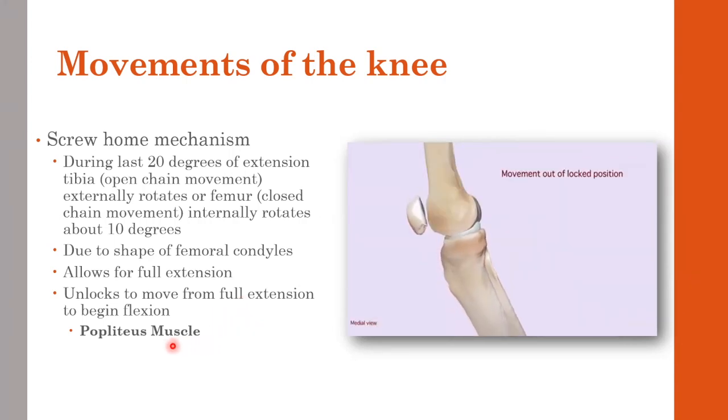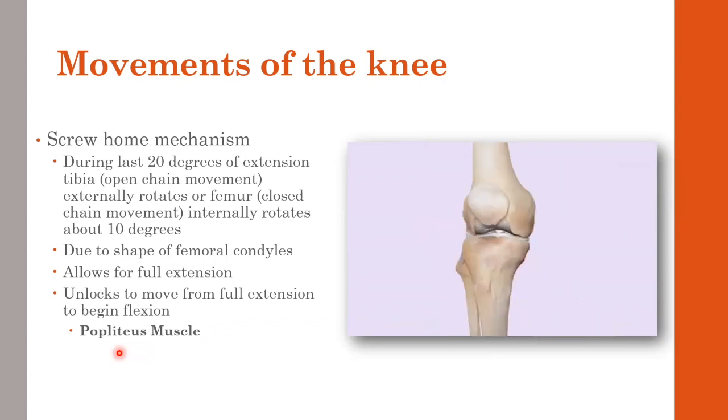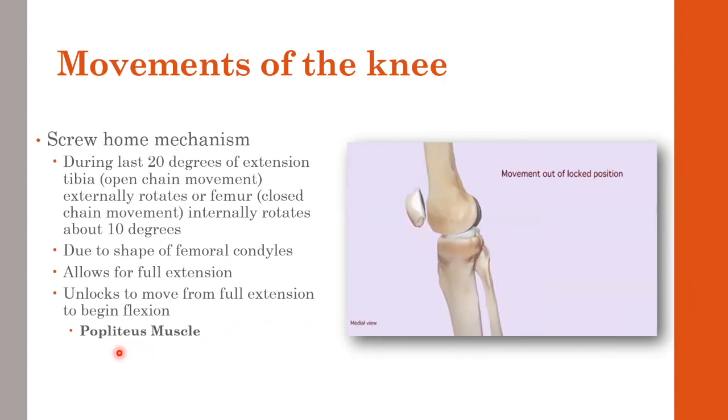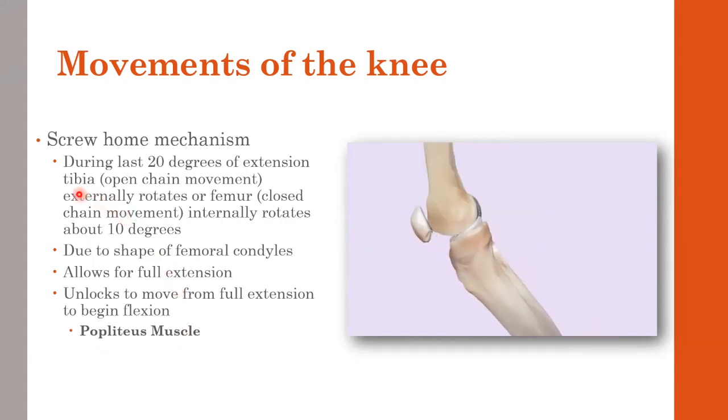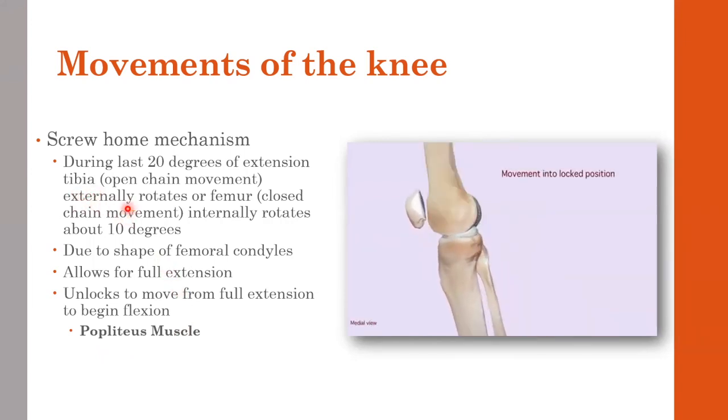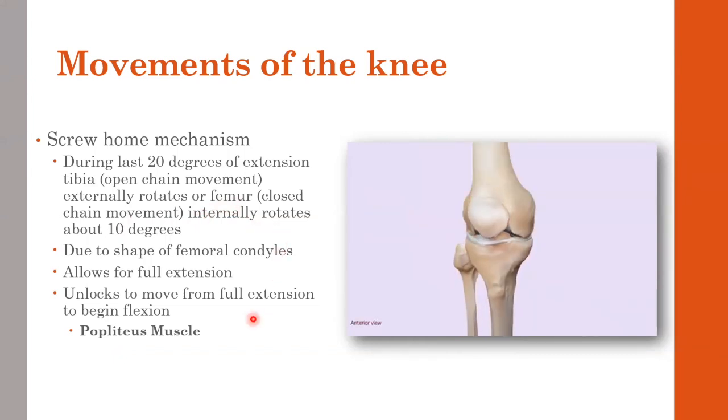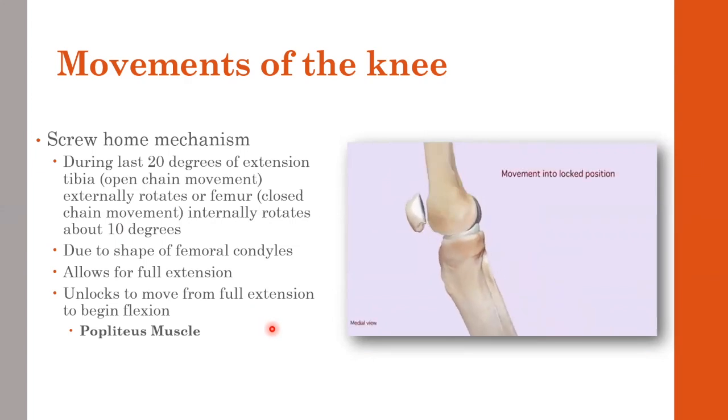The muscle responsible for essentially unlocking the knee is the popliteus muscle. So while the knee is fully extended, the popliteus muscle contracts, and this contraction will cause either the tibia to internally rotate or the femur to externally rotate, unlocking the knee and allowing the knee to engage in knee flexion.